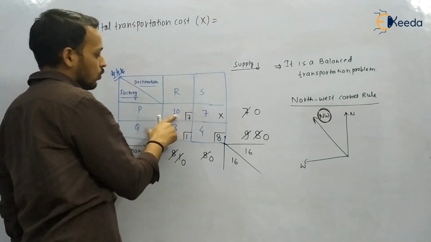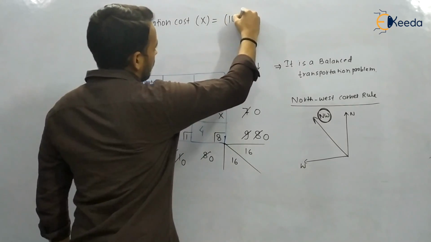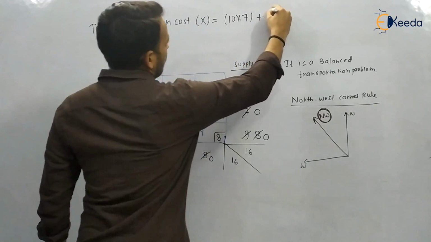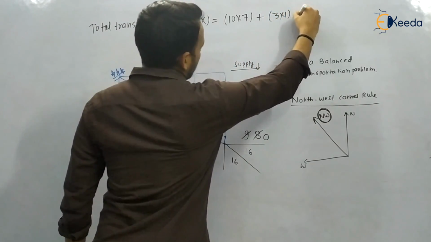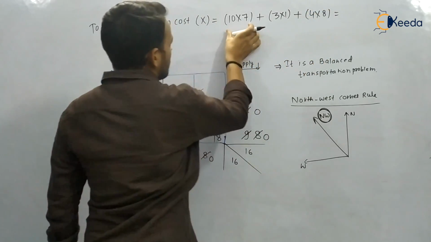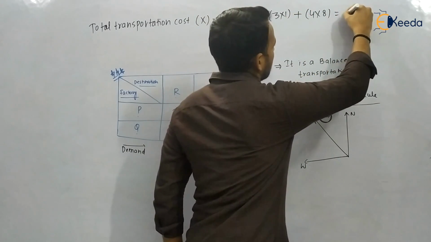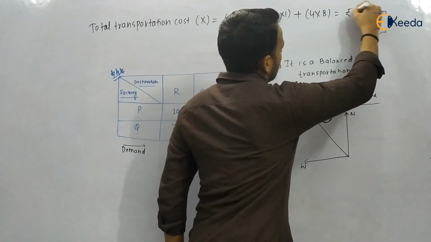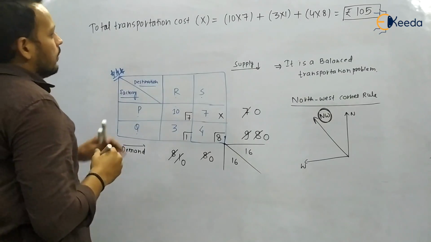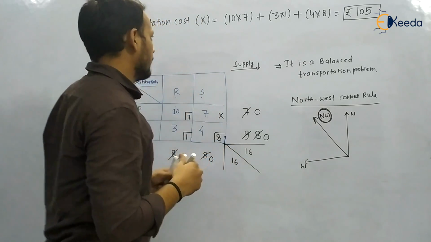So the cost of 1 unit is 10, so cost of 7 units is 10 into 7, plus here the cost of 1 unit is 3 rupees, so only 1 unit is supplied, so 3 into 1 plus 4 into 8, so it is going to be 70 plus 3 plus 32, 70 plus 35, it is rupees 105. So 105 is the total transportation cost. Now we have to perform the optimality test.